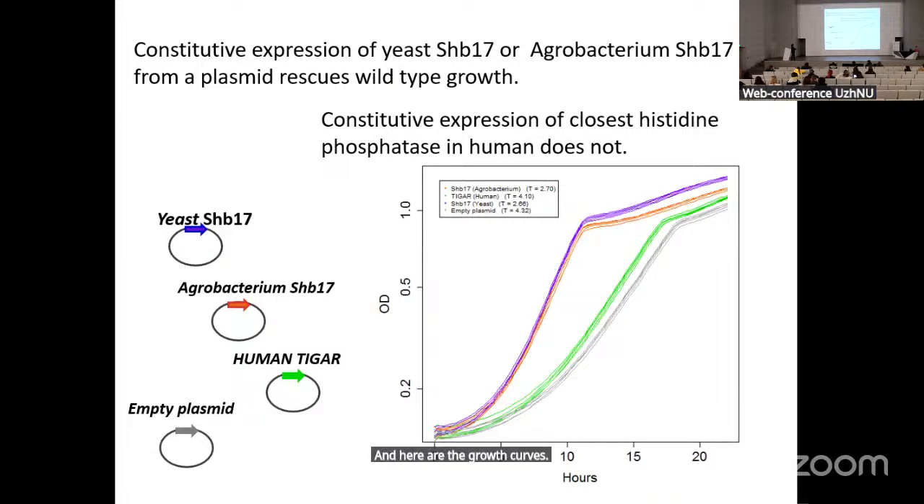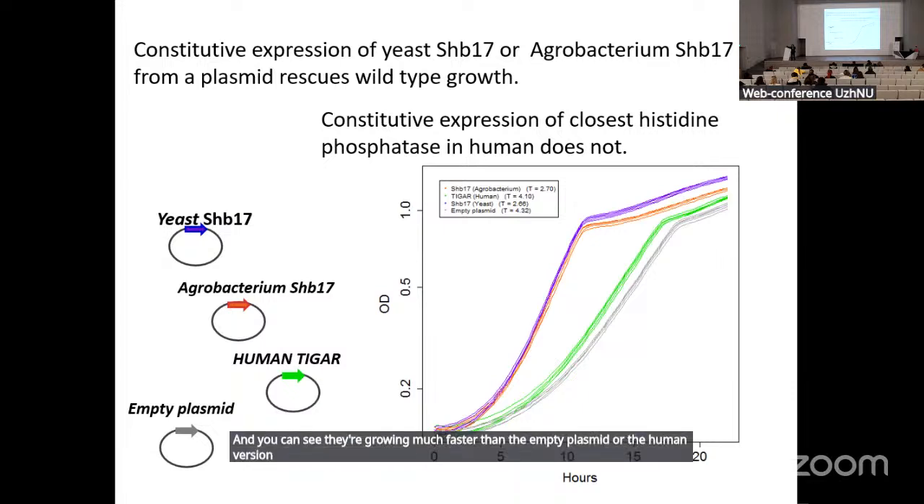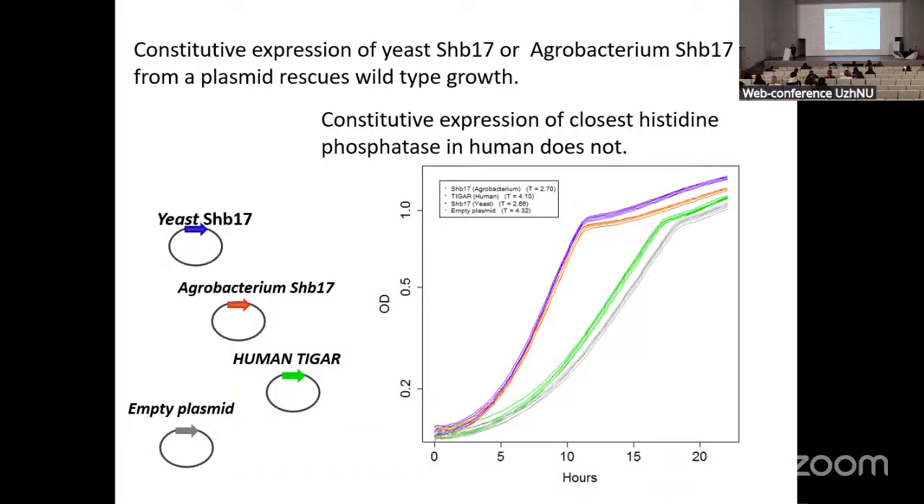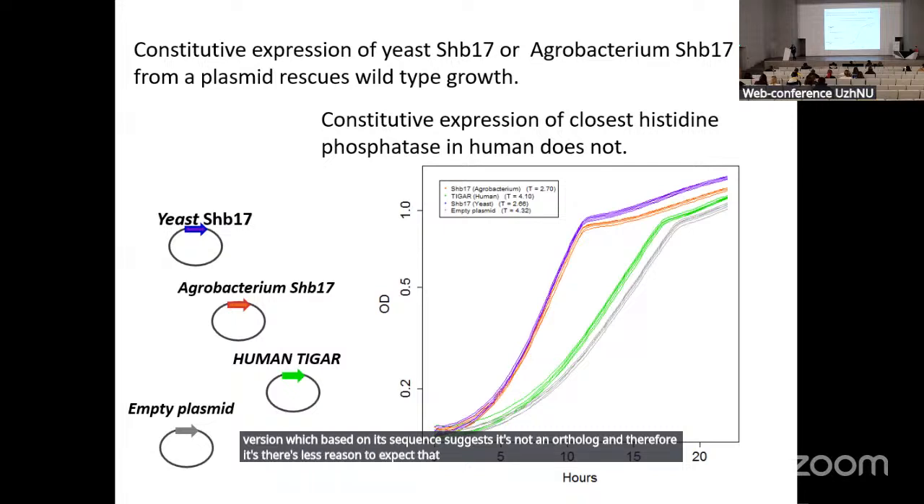SHIB17 from Agrobacterium is red. SHIB17 from yeast is purple. And you can see they're growing much faster than the empty plasmid or the human version, which, based on its sequence, we suggest is not an ortholog, and therefore there's less reason to expect that it would have the same function.